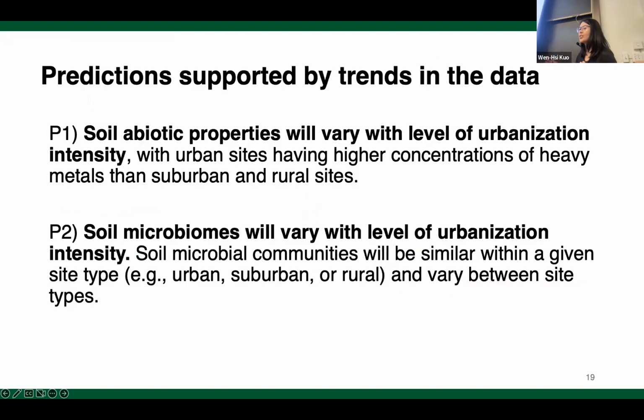So going back to the predictions I had: one, do the soil abiotic properties vary across level of urbanization? And two, do the soil microbial communities also vary with the level of urbanization? I think so far the ordination plots are saying, yes, these are supported. And now I'm going to transition into some of the taxonomic bar plots that I have of this data and some of the preliminary trends.